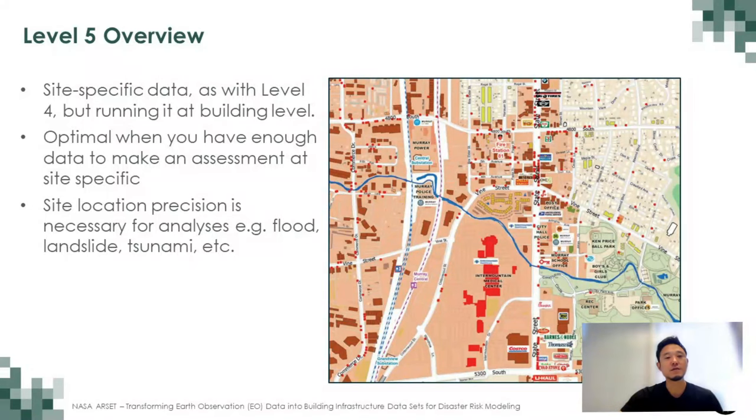So level 5 is similar to level 4 in that it's site-specific data, but here you're writing it at the building level and you're not aggregating it up as with level 4, creating these mapping schemes. It's optimal when you have enough data to make an assessment at the site-specific location. The advantage here for level 5 is that when you need site-level precision, such as in the case of floods, surface fault rupture, landslides, or tsunami, you have that location and you don't lose it when you aggregate it up.